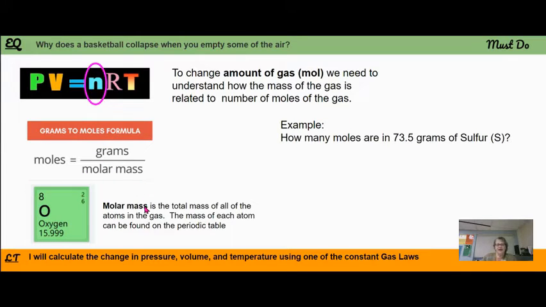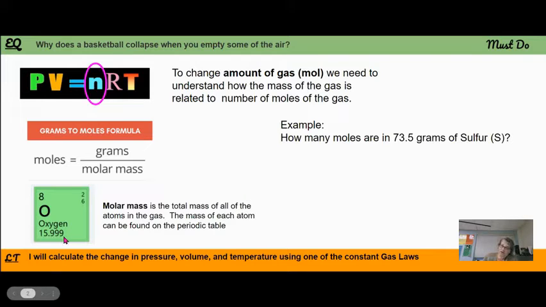The molar mass of a substance is the total mass of all the atoms in the gas. The mass of each atom can be found on the periodic table. So what we're looking at is this number down here. For oxygen, its mass is 15.999.